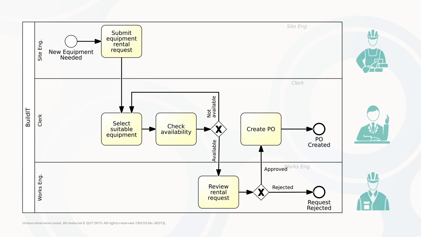In this process, we observe that there are 3 handovers. There is first a handover from the site engineer to the clerk. The site engineer submits the rental request and the clerk takes it over and tries to find a suitable equipment and check its availability. There is then a handover from the clerk to the works engineer who has to approve the request. And then finally there is a handover back from the works engineer to the clerk who has to then produce the purchase order to rent the equipment.